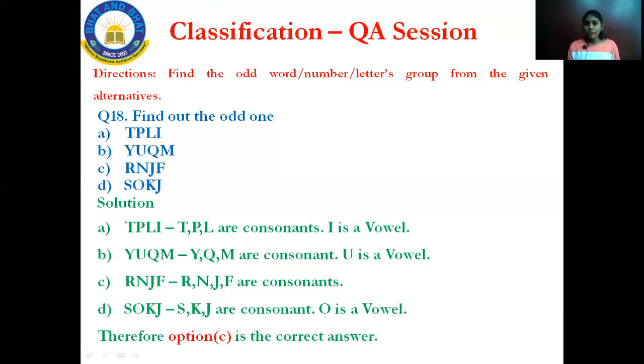See, in all the other options, one vowel is included, but in option C, no vowels. There are only consonants, that is R, N, J, F. So, what is the correct option? Option C is the correct answer. See, it is very, very easy. So, you have to cover consonants, vowels, and then the position of the English alphabet. Next, we'll move on to the next question.